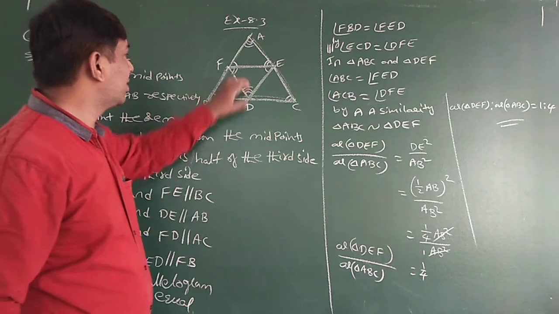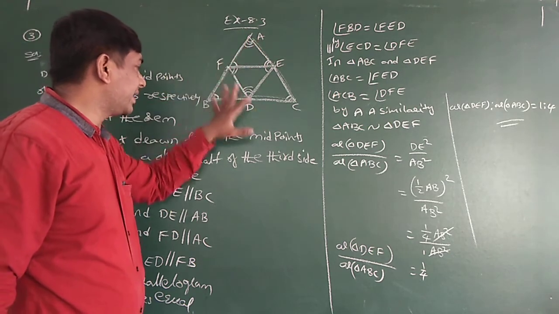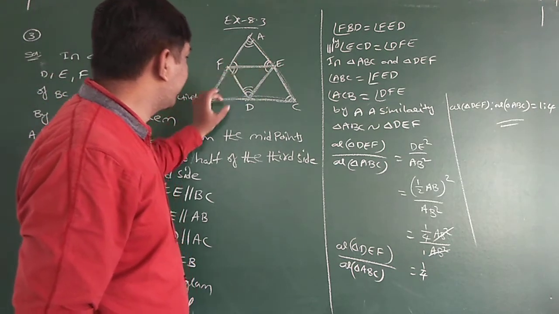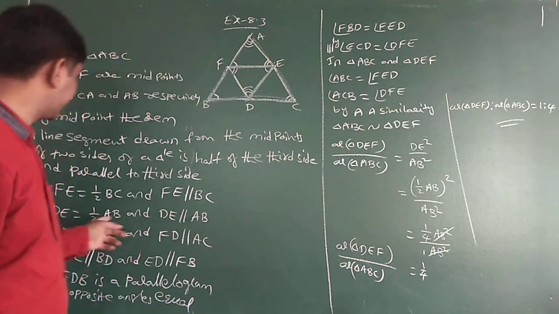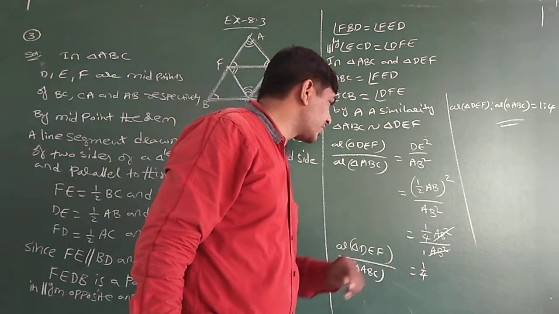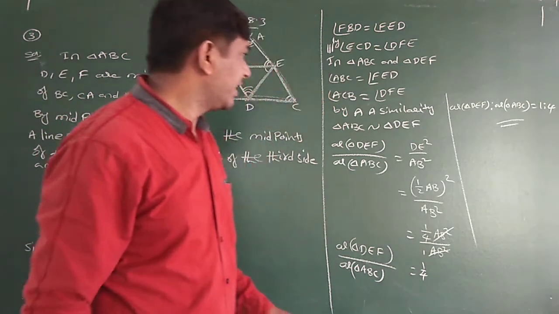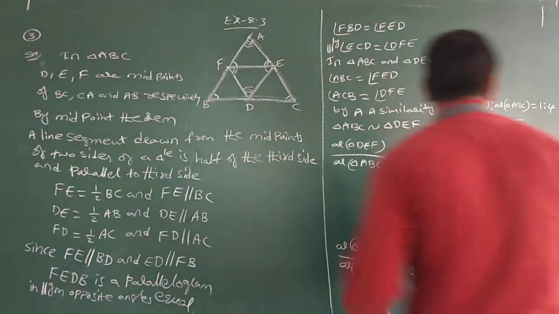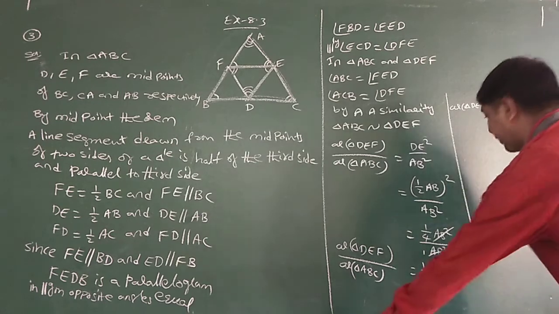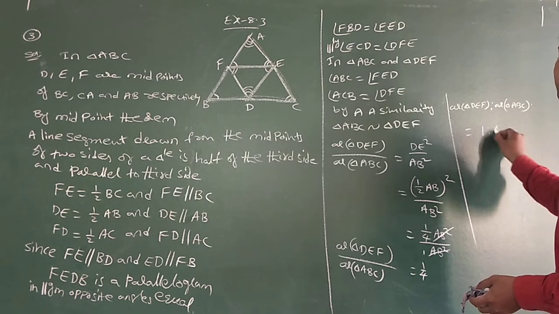Now the ratio of the area of triangle DEF by the area of triangle ABC is equal to DE square by AB square. DE is nothing but half of AB. Half of AB whole square by AB square is 1 by 4 AB square by AB square. AB square cancels, 1 by 4. Area of triangle DEF is to area of triangle ABC is equal to 1:4. If it is not visible to you, please write here: is equal to 1:4.